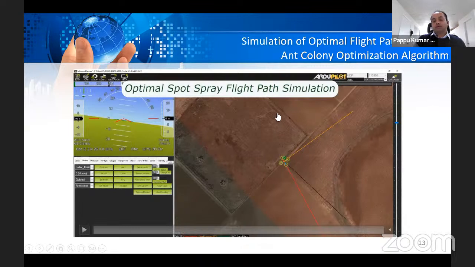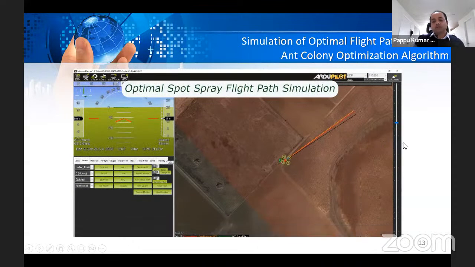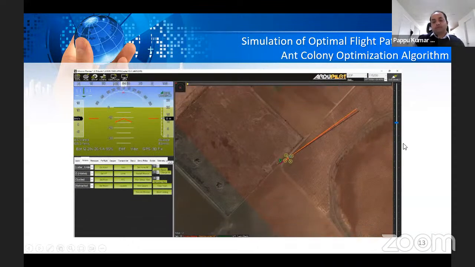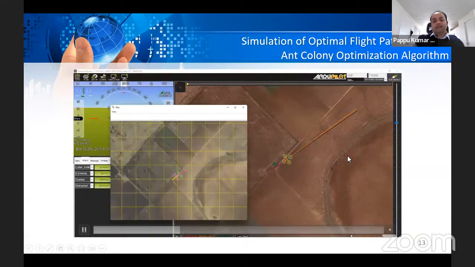Now you send the drone, you did the surveying, you found those cotton plants. Now you need to go spot spray, but you need to find the best routing so that it can go in the most optimal flight path to spot spray them. So we used the ant colony optimization algorithm to find the best routing. This is how we did the simulation on the MAVProxy software. Before actually sending the drone to spot spray, we used the ant colony optimization algorithm to optimize the flight path and then sent the drone.